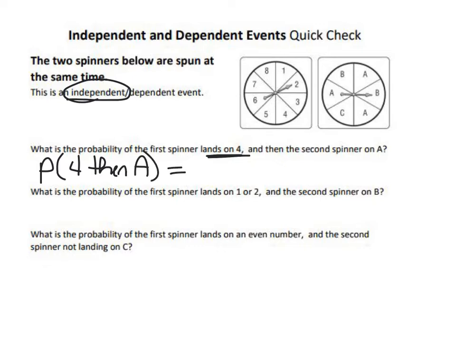So that's going to equal, so the probability of getting a 4 on the first spinner is 1 out of 8.